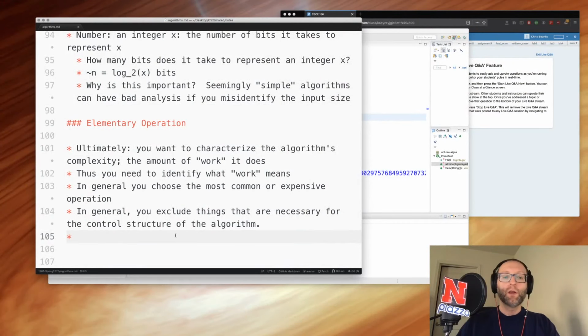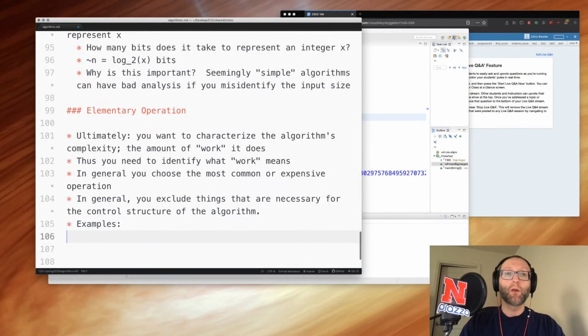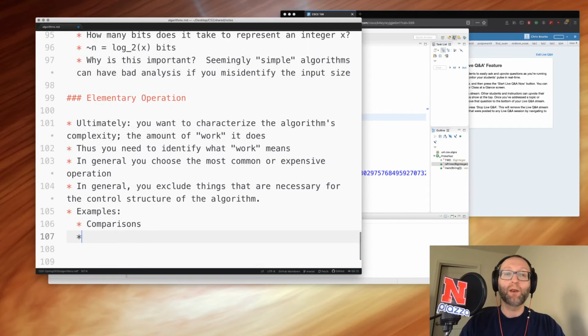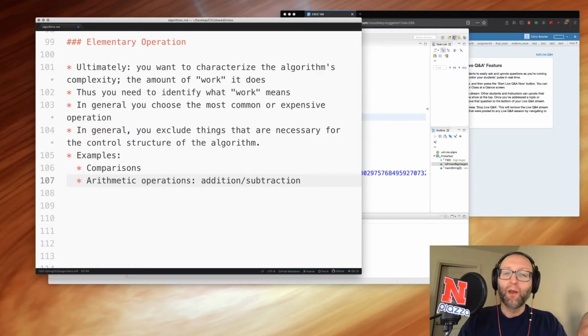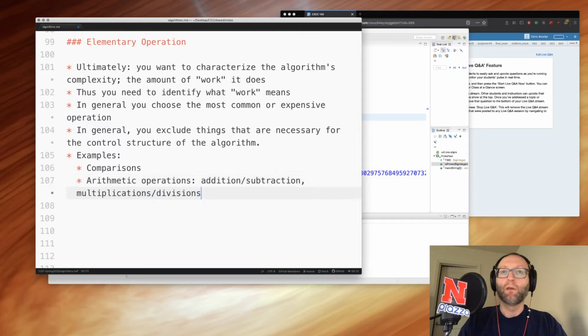All right. So examples, of course, would include comparisons, especially if it's a searching or sorting algorithm, or arithmetic operations like addition, subtraction. In fact, I'm going to write addition/subtraction. Why? They're the same operation. Subtraction is nothing more than the addition of a negative number. Multiplications or divisions, right? And why do I put those together? Because a division is nothing more than a multiplication by a reciprocal, right? So those are kind of the same operations.